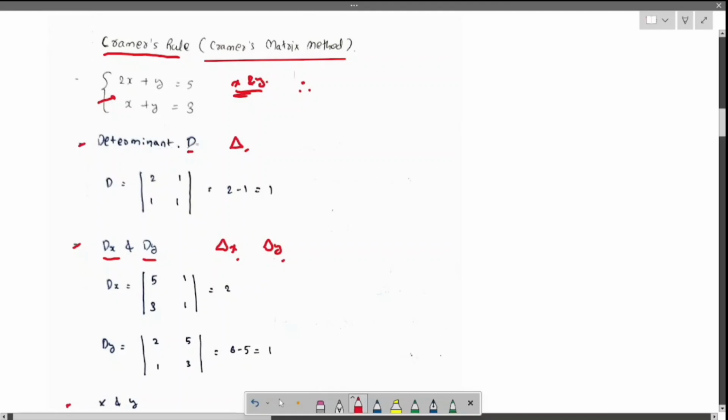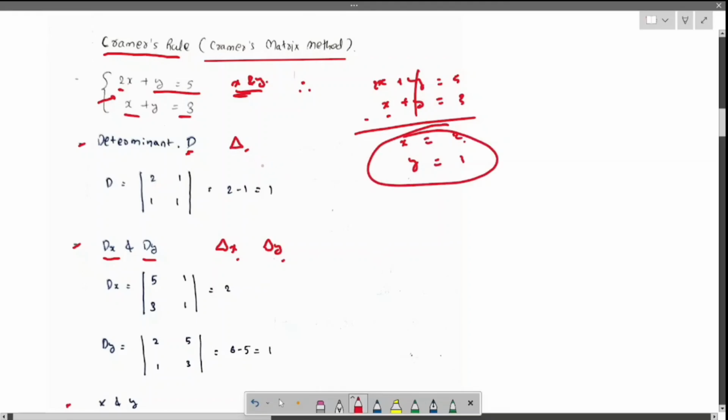First, what I said, we need to find the determinant and Dx and Dy. Let us find them for this question. Our question is 2x plus y equals 5, and x plus y equals 3. Directly here you can solve it: when you subtract, y gets cancelled, then x will be 2. When you put x equals 2 here, then y will be 1. So the final answer we need to get is in this format.